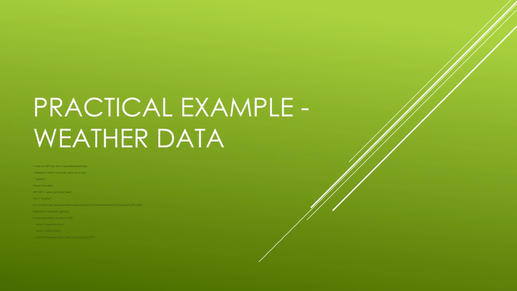Let's look at a practical example where we fetch weather data using an API. First, we need to get an API key from a weather service like OpenWeatherMap. Then we use the API key to request weather data for a specific city. The response contains weather details such as temperature, which we can extract and display.